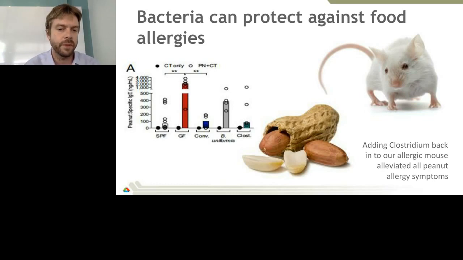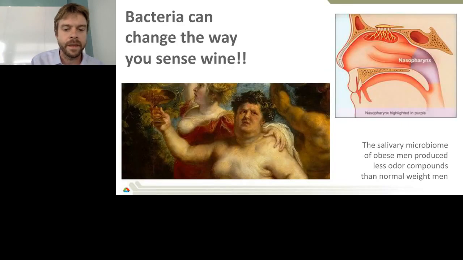We believe that the generation of short-chain fatty acids is very important in this instance, in that these short-chain fatty acids are feeding eosinophils and other immune cells inside the epithelial lining of the gastrointestinal tract, and therefore feeding back to significantly reduce inflammatory status via an IL-22 response. We also know that bacteria can change the way you sense foods.